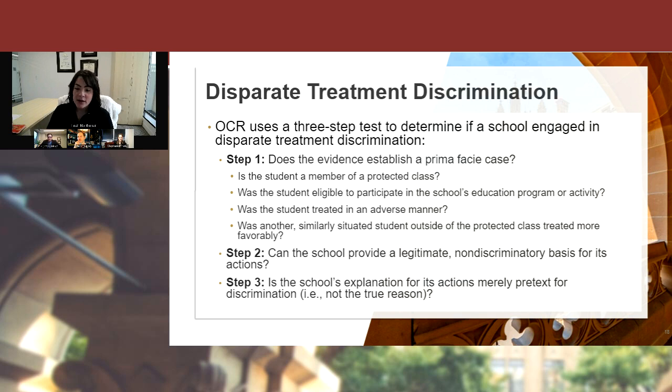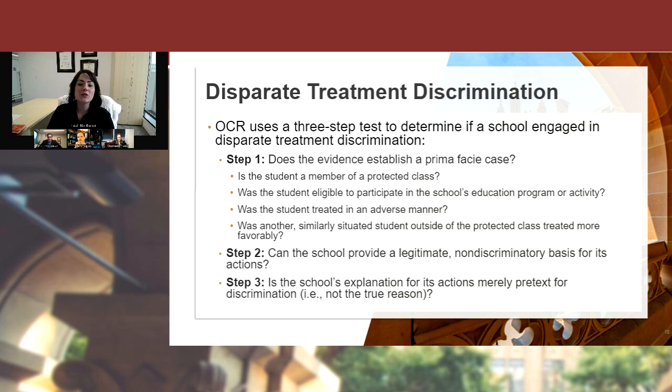And then the last part of the prima facie case is whether there was another similarly situated student outside of that student's protected class, so someone from a different race, national origin, et cetera, who was treated more favorably. So they need to show that there was someone else that was treated better than them outside of their protected class. If all of that is there and we've established that there's a prima facie case, our next step is to ask the school to provide a legitimate non-discriminatory basis for its actions.